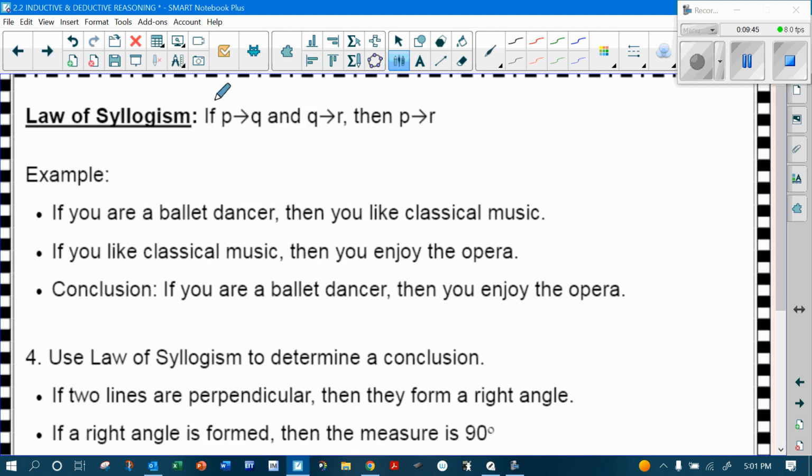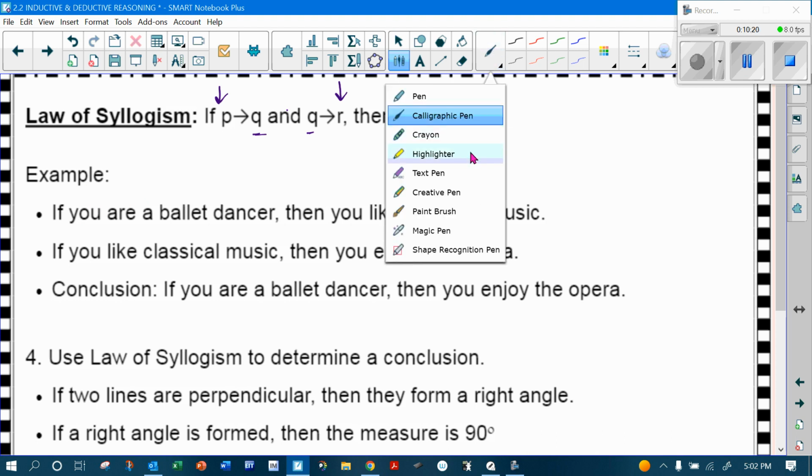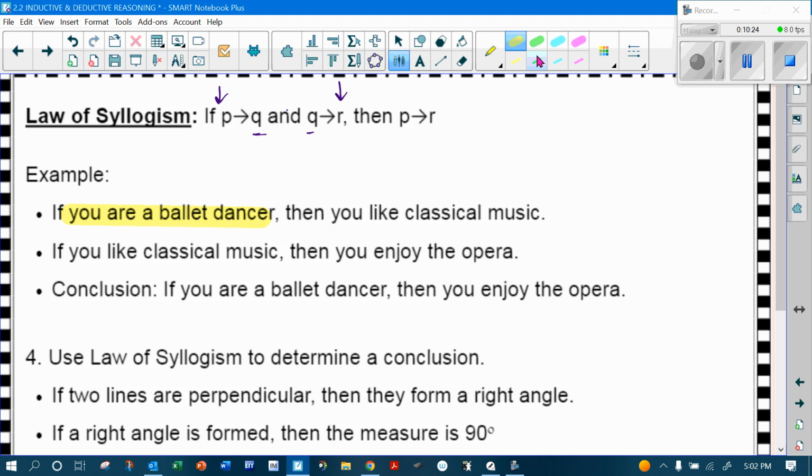All right, here's our last part. This is the law of syllogism. The law of syllogism is very easy. They're saying if I have two statements, if P then Q and Q then R, notice there's two Q's, then P then R. So if this hypothesis leads to this conclusion, and that conclusion leads to another conclusion, then that means the beginning hypothesis will end the same way, in the same conclusion. So for example, if you are a ballet dancer, so I'm going to do this kind of color coding. If you are a ballet dancer, then you like classical music. If you like classical music, see how these are the same? Then you enjoy the opera.